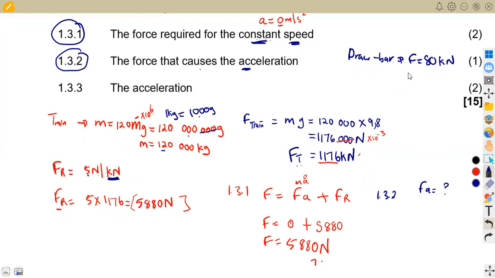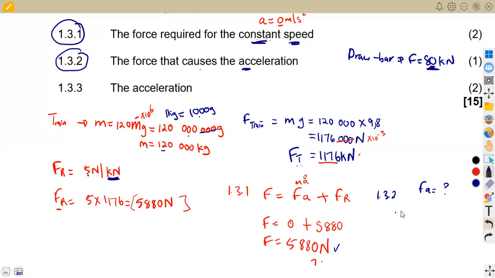Remember, we are given a drawbar having a force of 80 kilonewtons. If we are to use this, this is the total force that we are actually having. When we have a constant speed, the force that we have is 5,880. So this is going to be the force that is resisting the 80 kilonewtons, because now there is a movement in the drawbar. So that's where we are having this force.